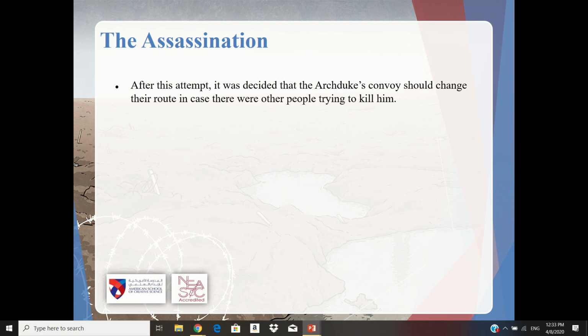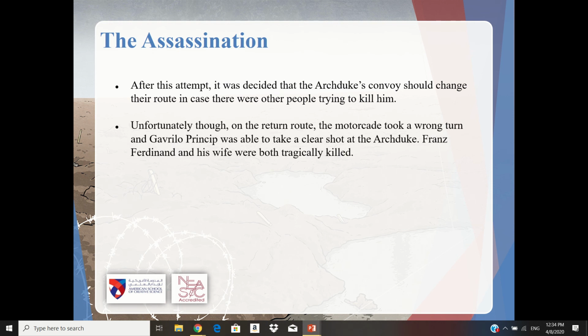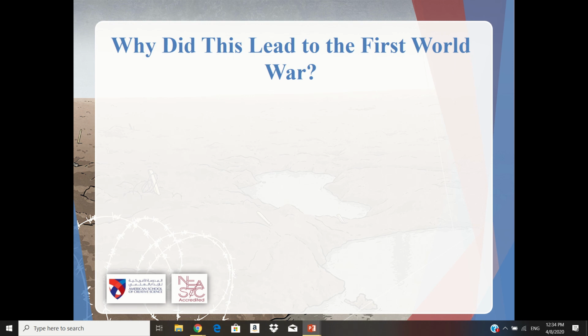However, the bomb bounced off the car, and the Archduke and his wife were at that point unharmed. After this attempt, it was decided that the Archduke's convoy should change their route in case there were other people trying to kill him. Unfortunately though, on the return route, the motorcade took a wrong turn, and Gavrilo Princip was able to take a clear shot. The Archduke Franz Ferdinand and his wife were both tragically killed.